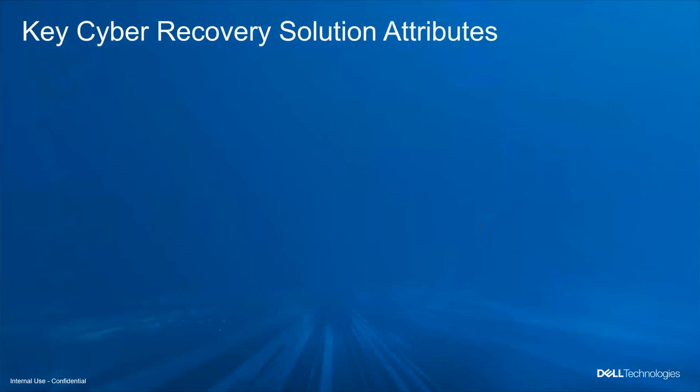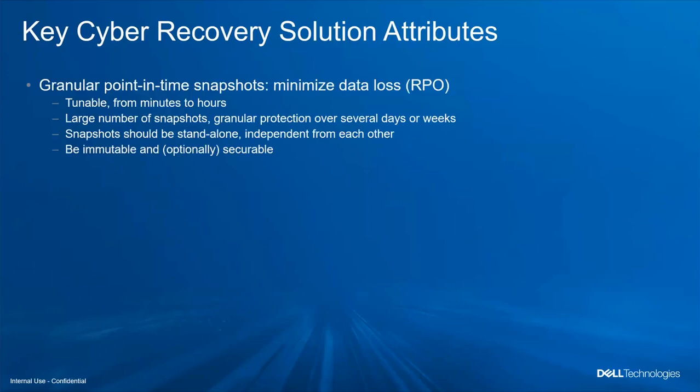So what we've seen with cyber recovery is more pressure to make more copies. If you look for cyber recovery solutions at a storage level, what should you be looking for? What are some important attributes? Well, the first is, of course, trying to get more granular than the 12 or 24 hours we saw on the last slide. You want to be able to tune the snapshot copies that you're able to make in terms of their frequency from anywhere from minutes to hours, and make a large number of them and retain them for several days or potentially weeks.